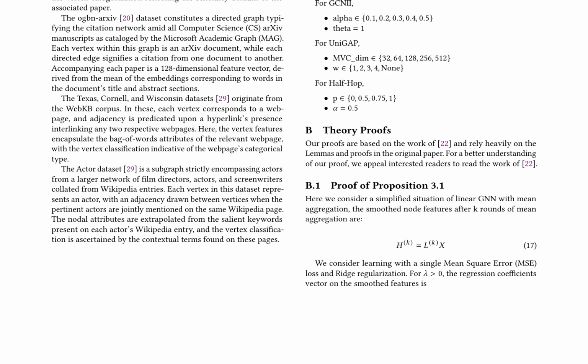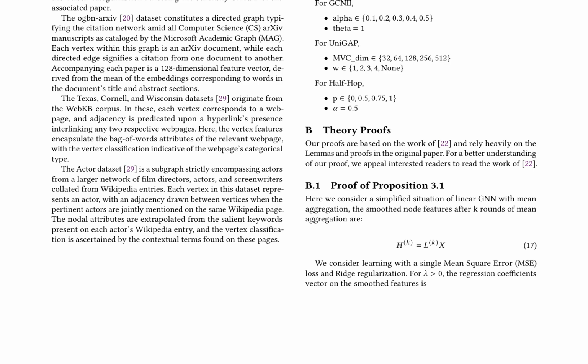Experimental results are reported for various hyperparameter settings, including learning rate, hidden dimension, dropout, weight decay, activation function, and layer number, which are chosen to achieve the highest performance on the validation set. For GCNII, additional hyperparameters alpha and theta are considered, while for UniGAP, MVC dimension and weight are tuned. For half-hop, P and alpha are hyperparameters.